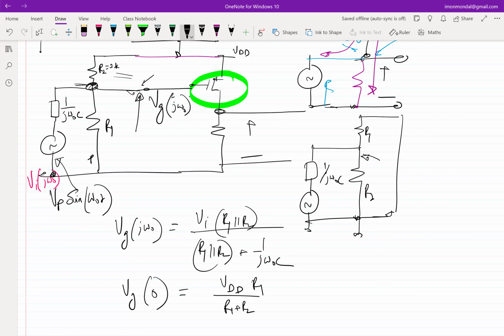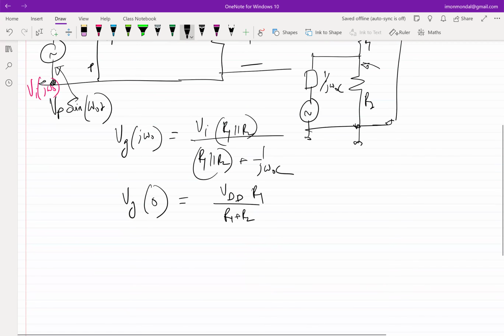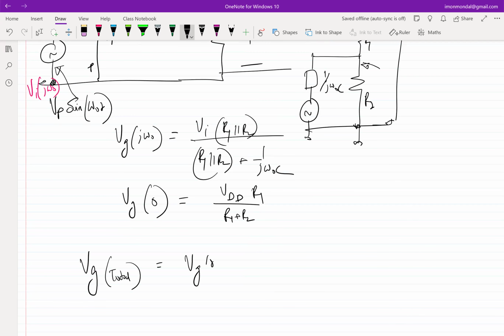Superposition means now we'll have to add both of them up to get the final total voltage, right? So VG total will be VG0 plus VG at the frequency. I should not write it in this format because sometimes it gives the impression that inputs have been applied at the same position, which is not really true. So this is Vi R1 parallel R2.